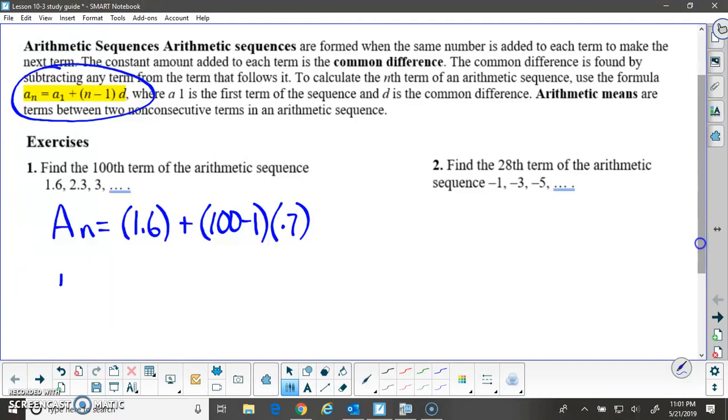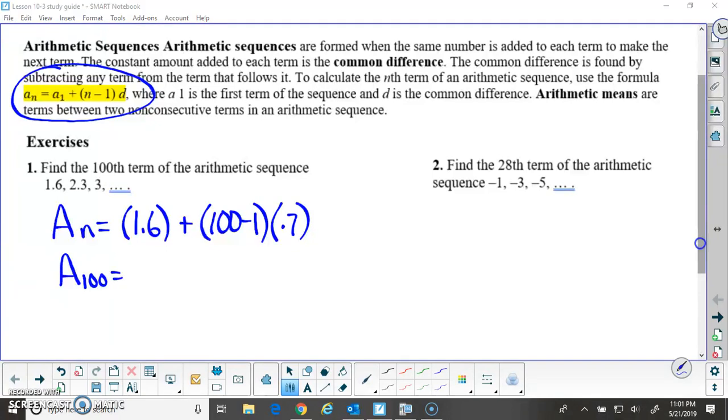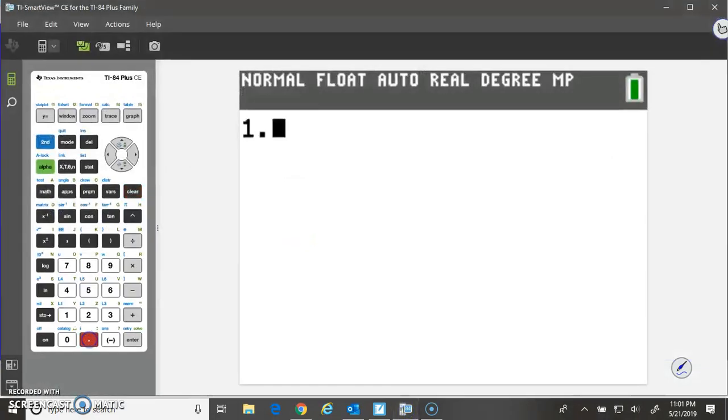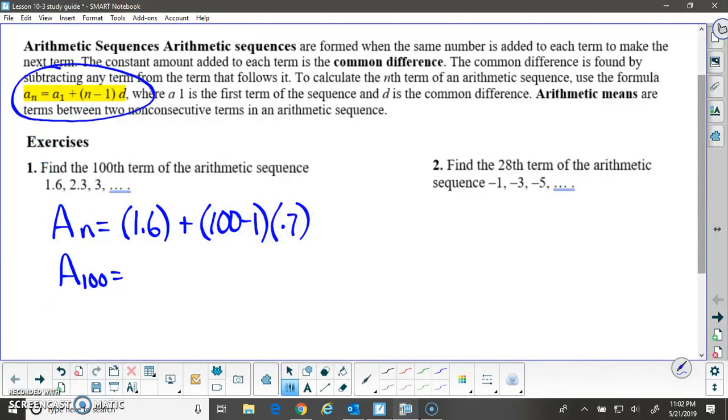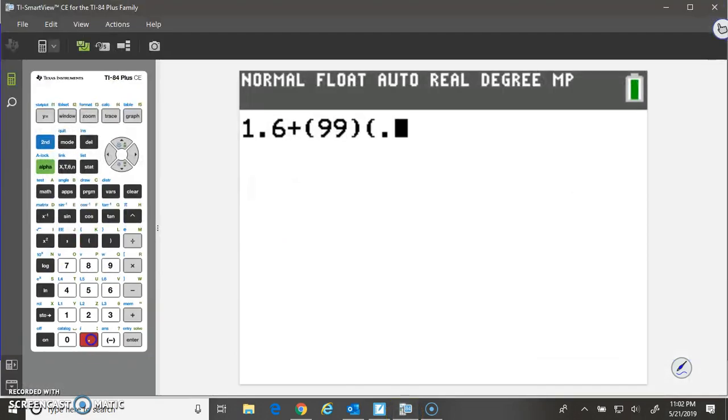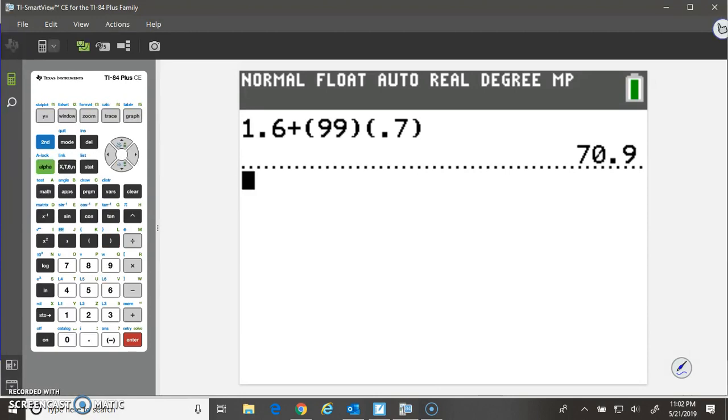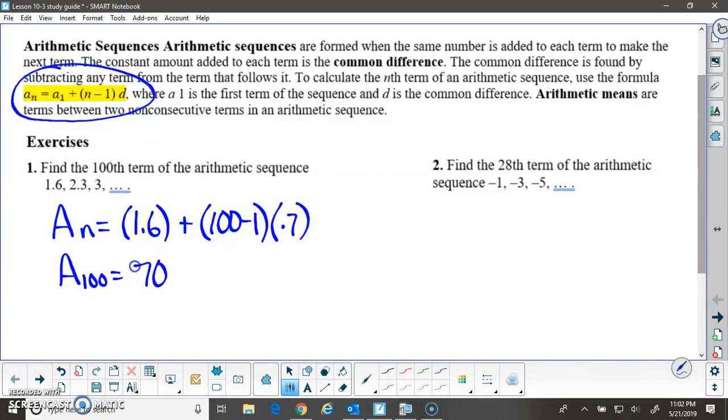So now if we use the calculator, that's going to give us the 100th term by typing in 1.6 plus, we get 99 in the parentheses, times the 0.7. That gives us an answer of 70.9. So that's your 100th term of that sequence.